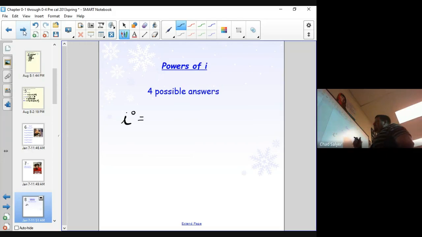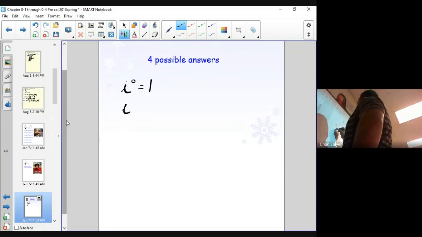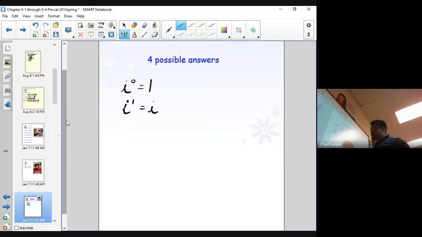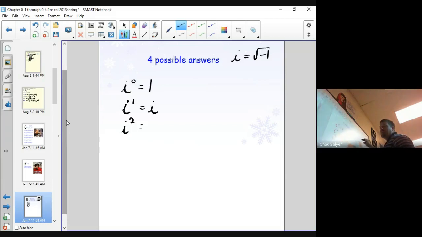Thank you. So if we have I to the 0 power, anything to the 0 power is 1. Any value, no matter what it is. If I take it to the 0 power, the result is 1. If I take anything to the first power, the answer is itself. Now, I is the square root of -1. So that's the definition of I. So if I square I, I squared is going to be the square root of -1 squared.